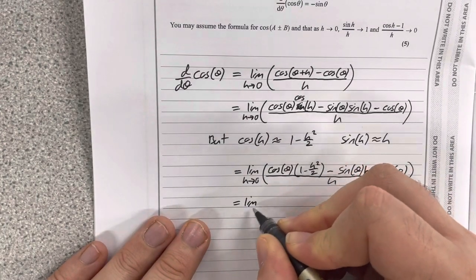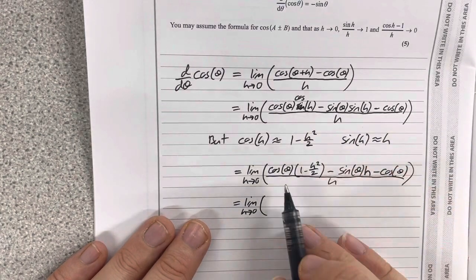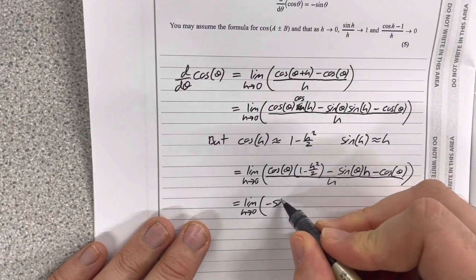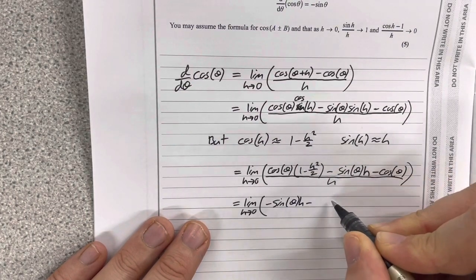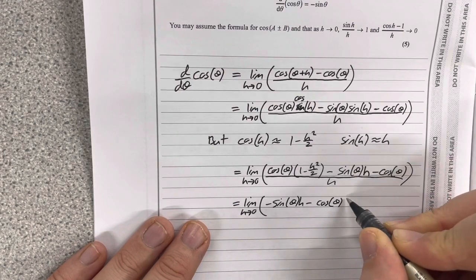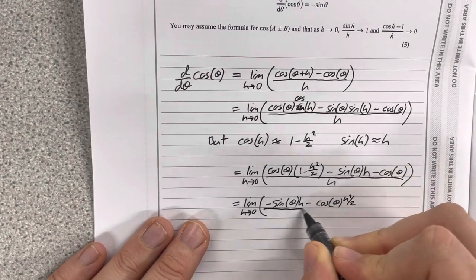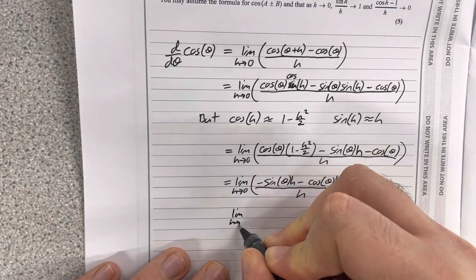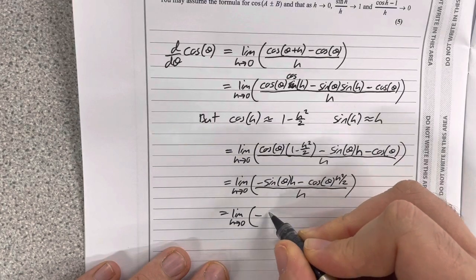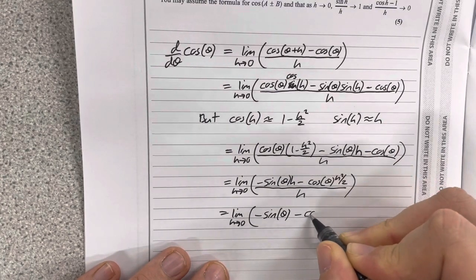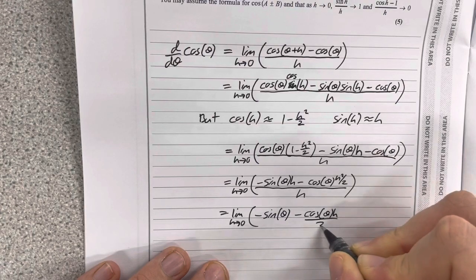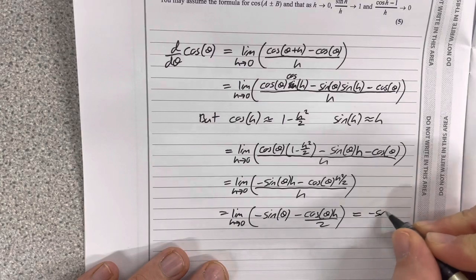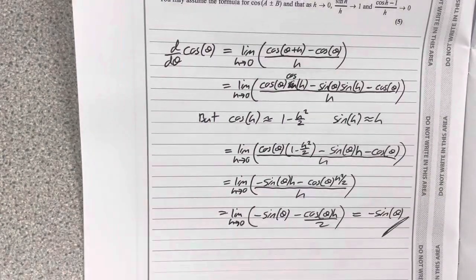That equals the limit as h tends to 0. Cos of theta times 1 minus cos of theta, they cancel out. So I've got minus sine of theta times h minus cos of theta times h squared on 2, all divided by h. And now everything on the top contains an h, so I can cancel that. So that's the limit as h goes to 0 of minus sine of theta minus the cosine of theta h over 2. And now as h goes to 0, that's going to disappear, and that just equals minus sine of theta. There we go.